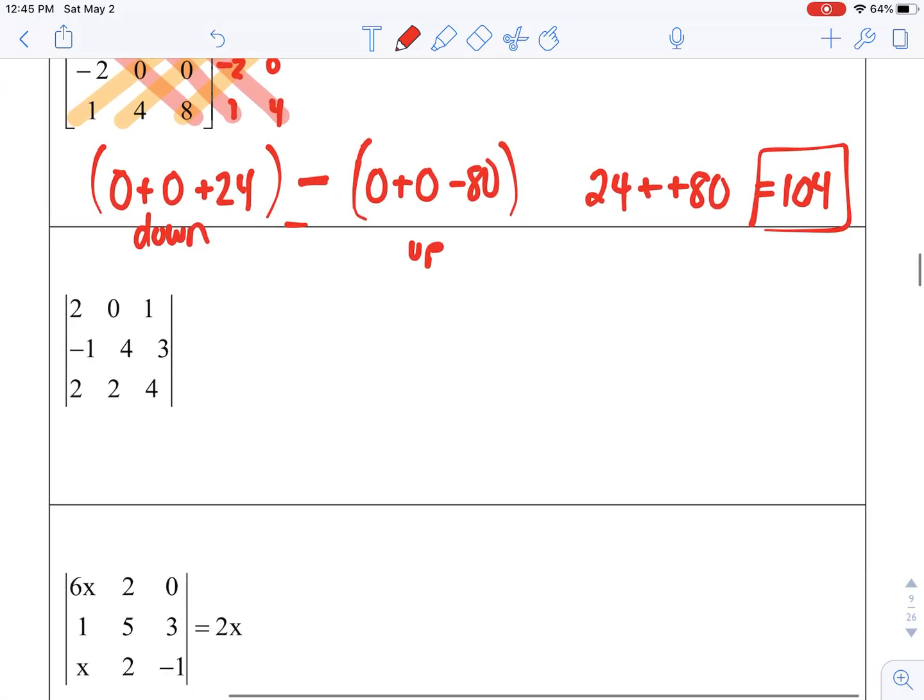104. For this next problem, I'd really like it if you tried it on your own. So please pause this video and see how you do with it. All right, I'm going to write down the answer. We end up with the determinant of 10.